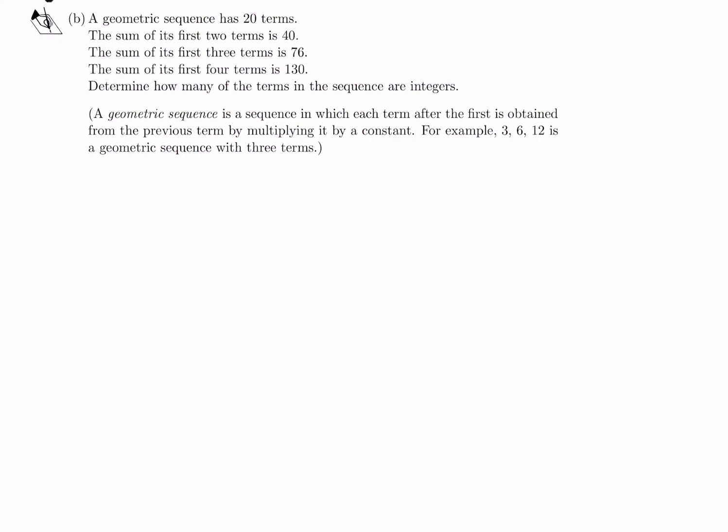A geometric sequence has 20 terms. The sum of its first two terms is 40, the sum of its first three terms is 76, the sum of its first four terms is 130. Determine how many of the terms in the sequence are integers. A geometric sequence is a sequence in which each term after the first is obtained from the previous term by multiplying it by a constant. For example, 3, 6, 12 is a geometric sequence with 3 terms.